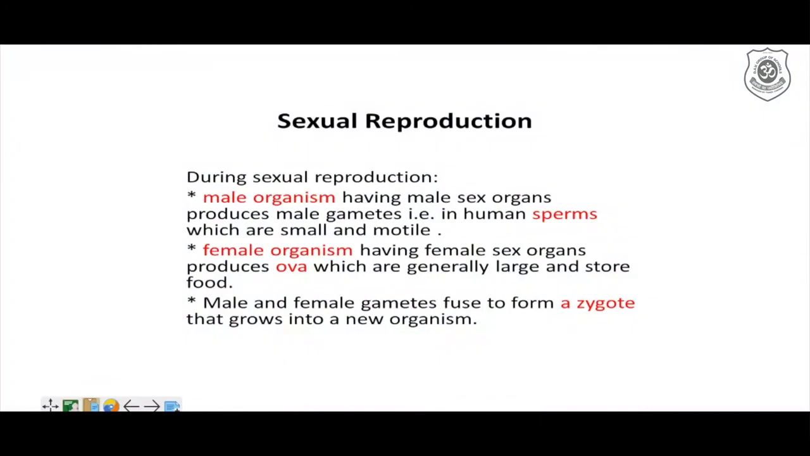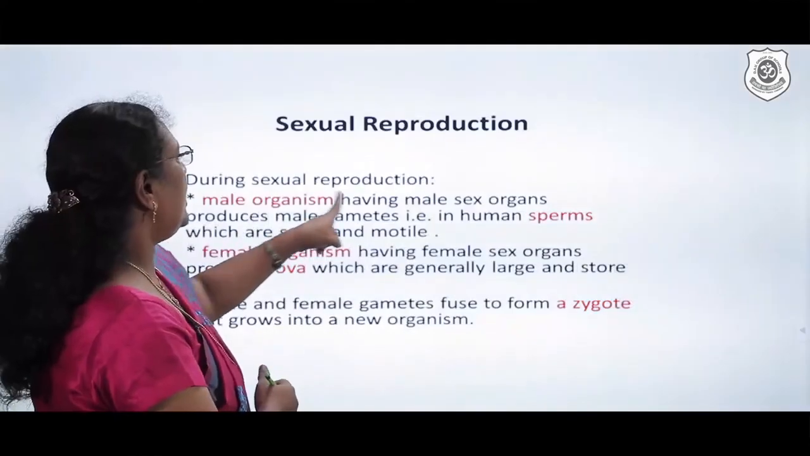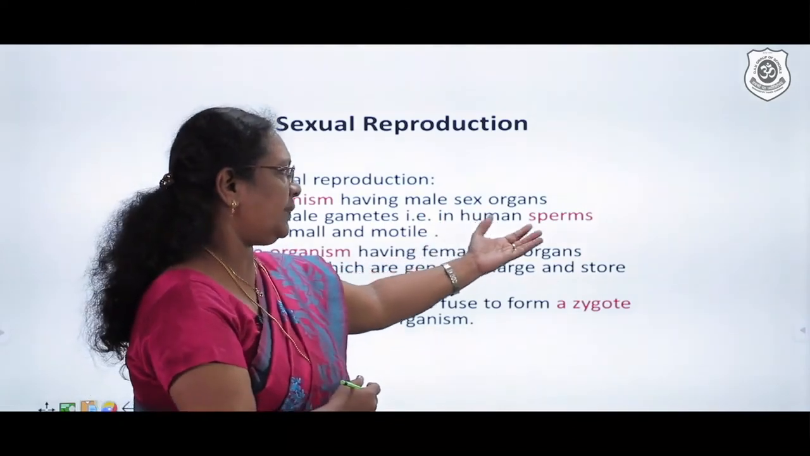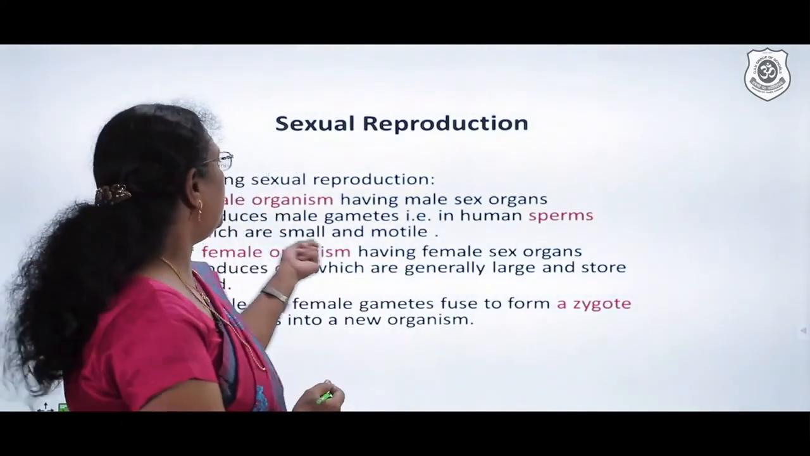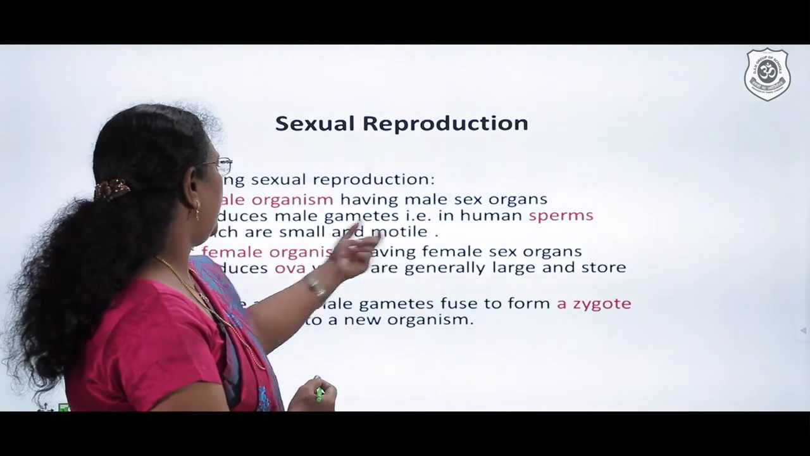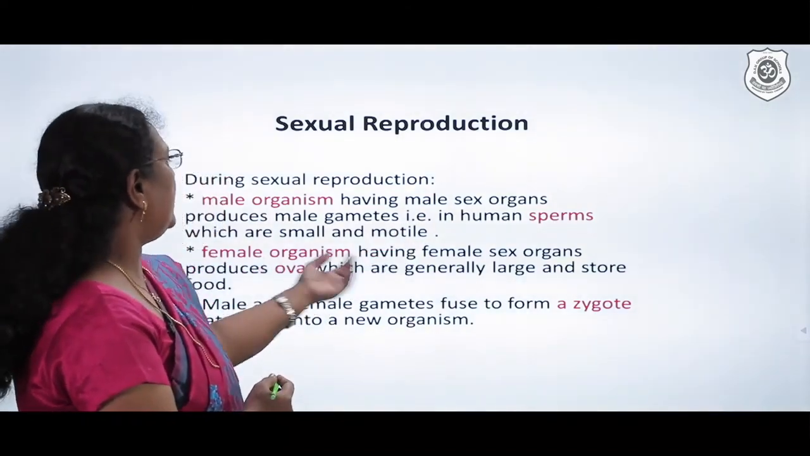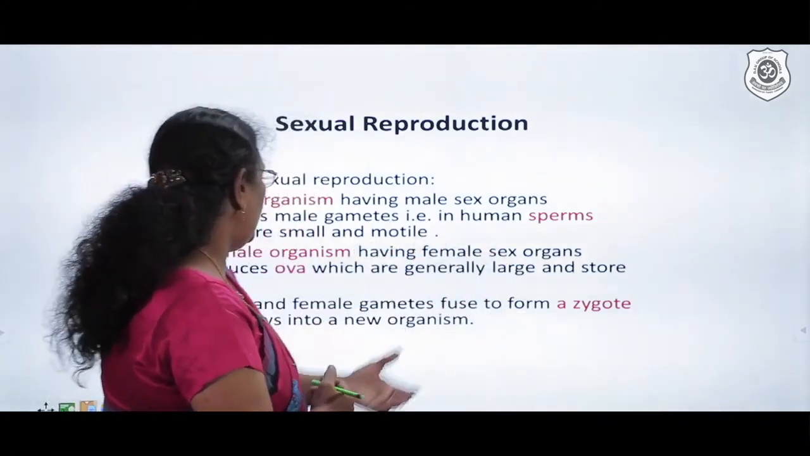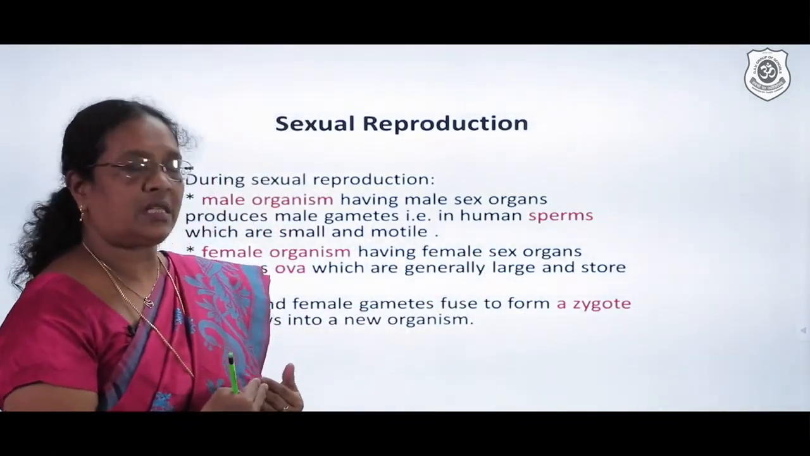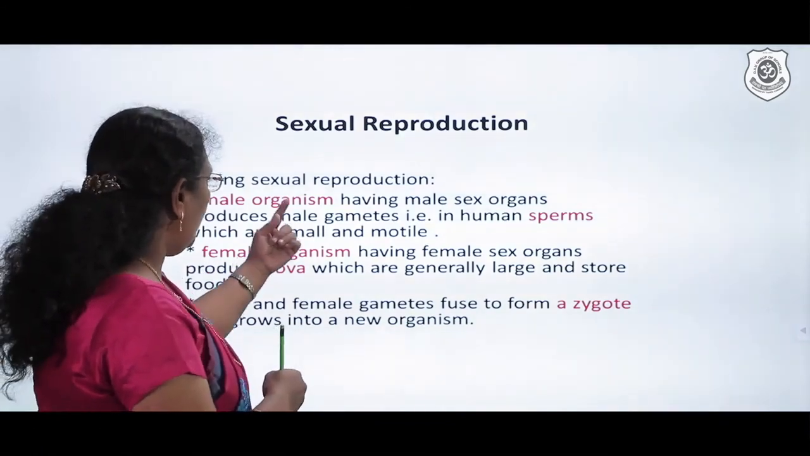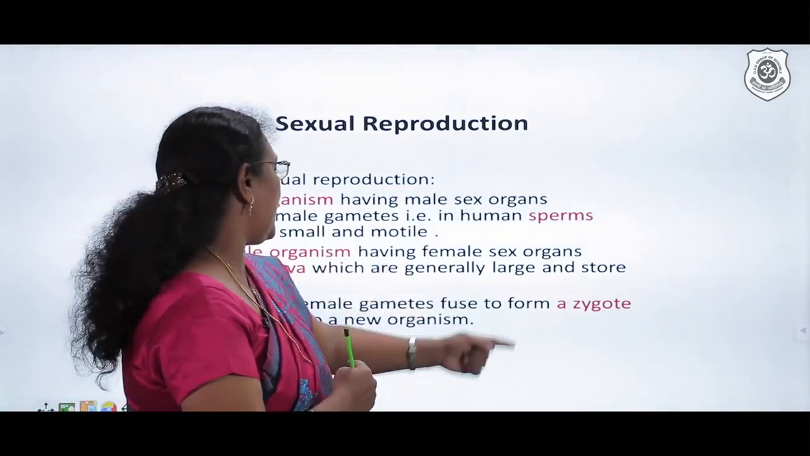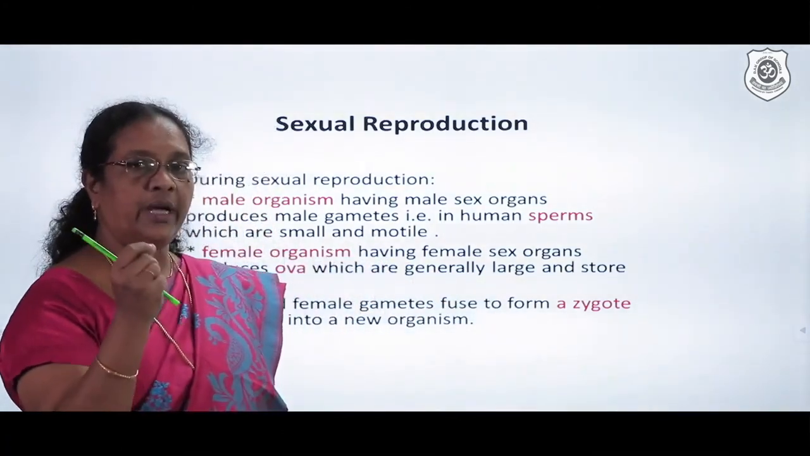During sexual reproduction, the male organism, especially in the case of a human we are just discussing, has the male sex organ which produces a male gamete called sperm. The sperm is very small and motile. The female organism gives out the ova, which is a gamete that is large, and it stores the food for the young one which just starts developing. When this sperm fuses with this ova, it forms a zygote, and that is the new individual.